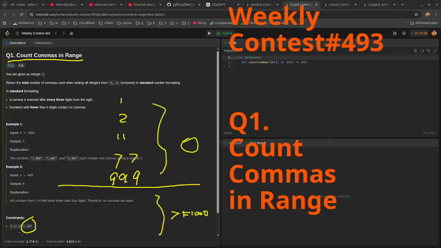And the good thing is this is a small range, 10 to the power of 5. That means there is going to be only one comma in each number. So the total number of numbers greater than or equal to 1000 will be equal to the number of commas. That is the solution we're going to use to solve this problem.